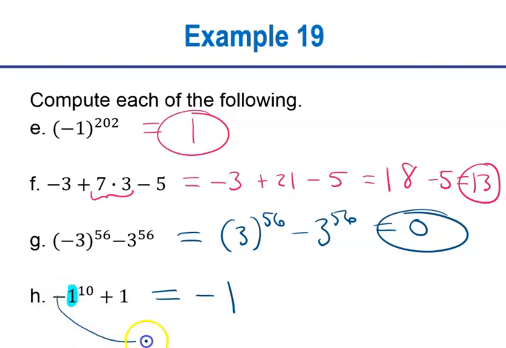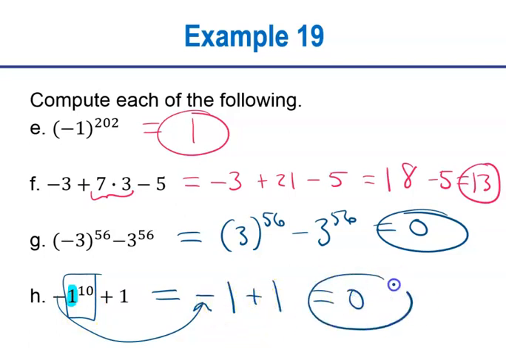The negative just comes over, and I calculated 1 to the 10th. Because again, the negative is not in parentheses. The only thing being raised to the 10th power is the 1. And then we have plus 1, and we know negative 1 plus 1 is 0.